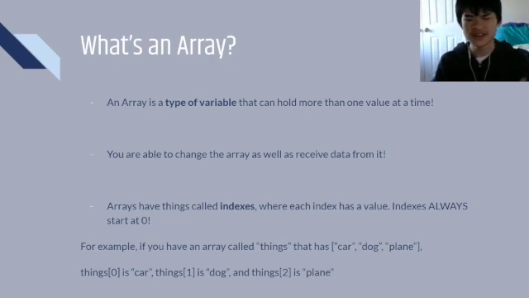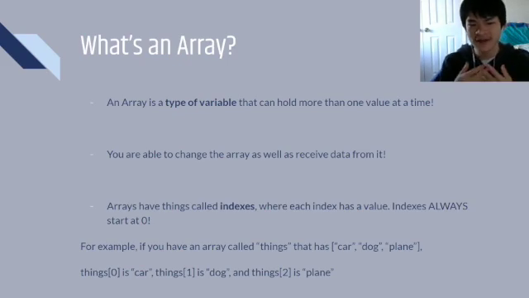Now, arrays have things called indexes, where each index has a value. Now, indexes always start at 0. Let me repeat that. Indexes always start at 0. The reason why I want to emphasize this so much is that a lot of programmers forget this. So you want to remember that indexes, okay, I'm not even going to repeat it again. You guys get the drill.